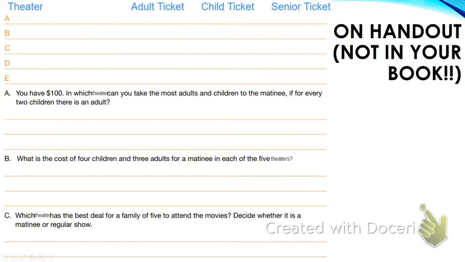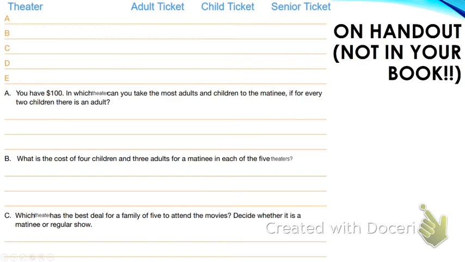A matinee is like a middle of the day show. Some theaters offer special lower prices if you go during the middle of the day. Some theaters don't. So when you look at these different ticket prices, if they have a special price for a matinee, cool. You can use the lower price there. If they don't have special ticket prices for a matinee, you would just pay the normal regular ticket price there.